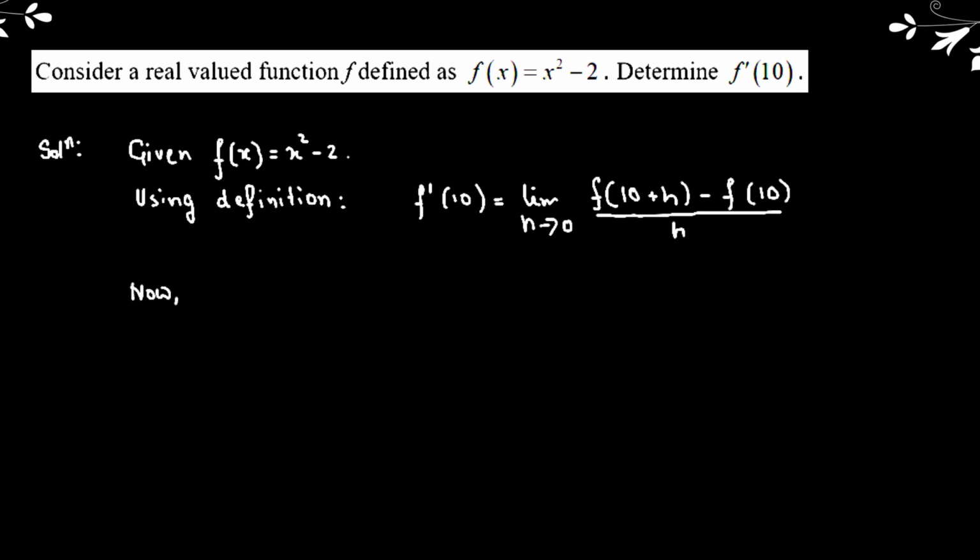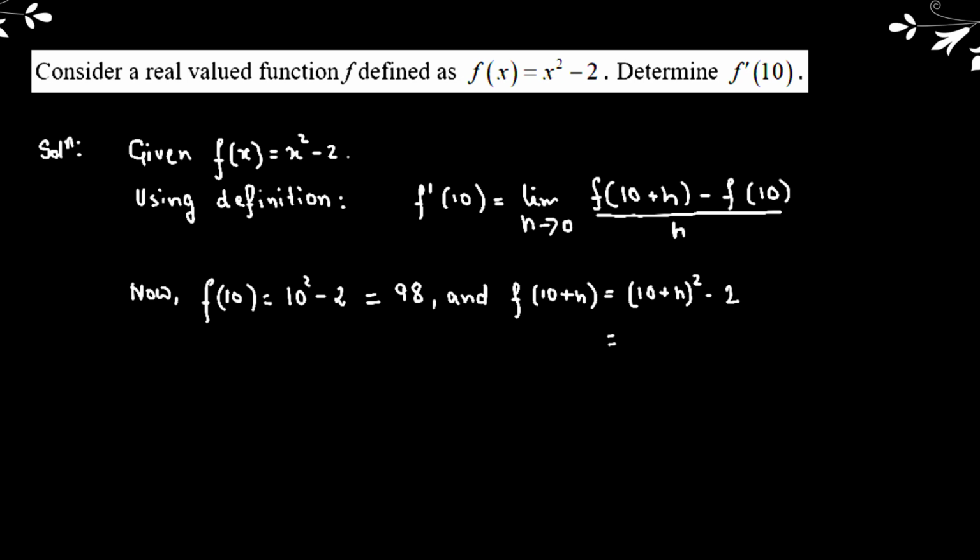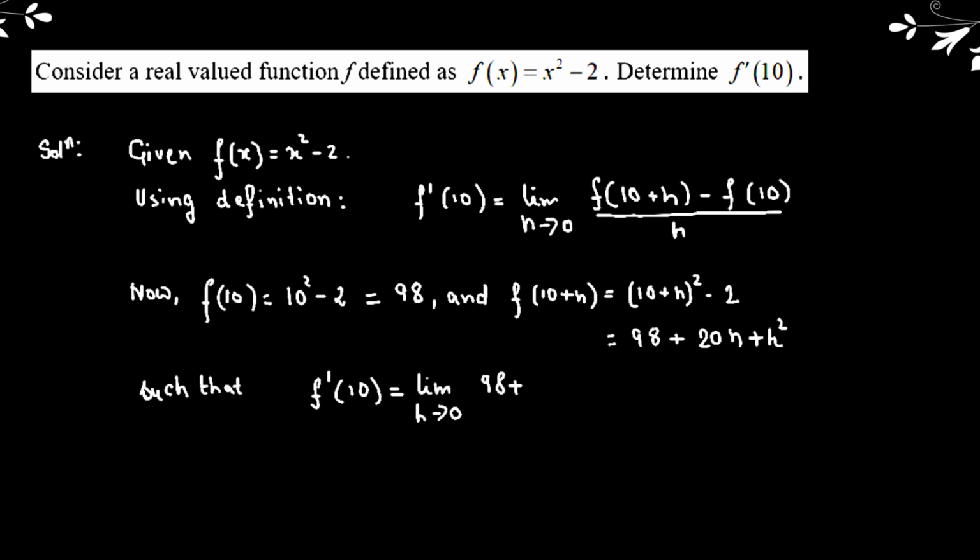Now f(10) will be equal to 10 squared minus 2, so that is 98, and f(10 plus h) should give us (10 plus h) whole squared minus 2. When we expand (10 plus h) whole squared using the formula for (a plus b) squared, that should give us 98 plus 20h plus h squared, such that f prime of 10 will be the limit h tending to 0 of (98 plus 20h plus h squared minus 98) divided by h.